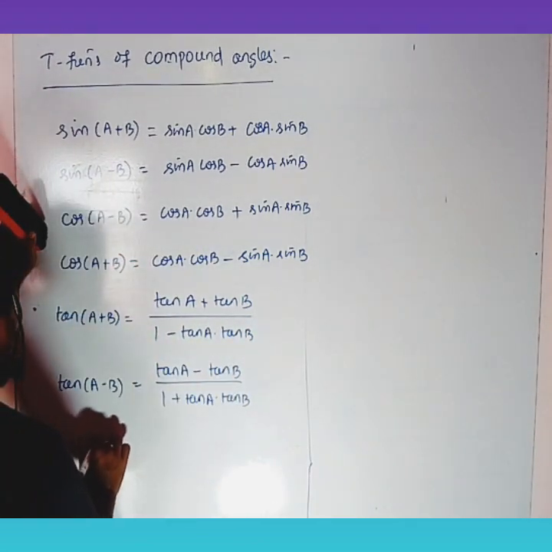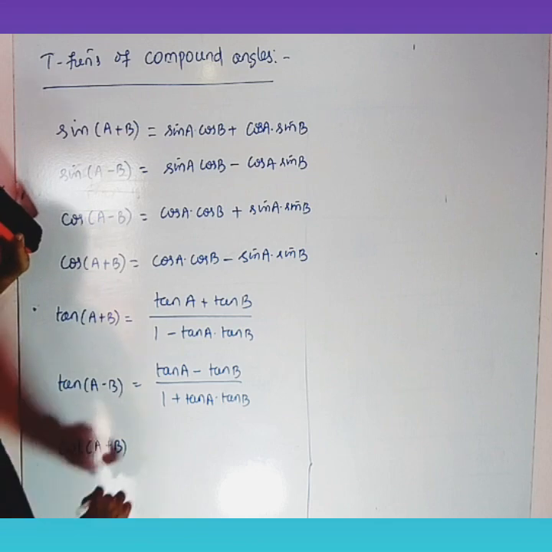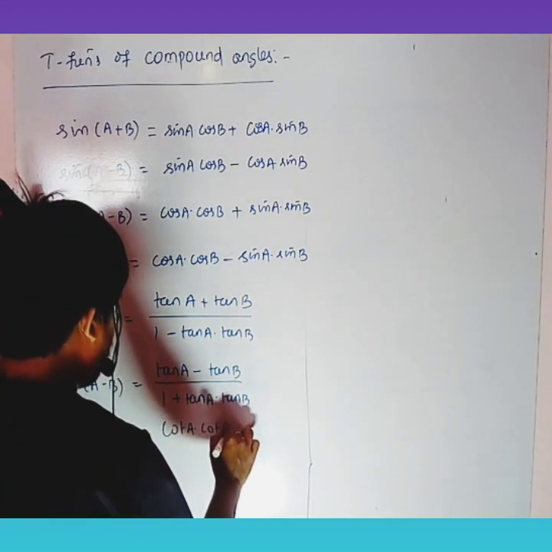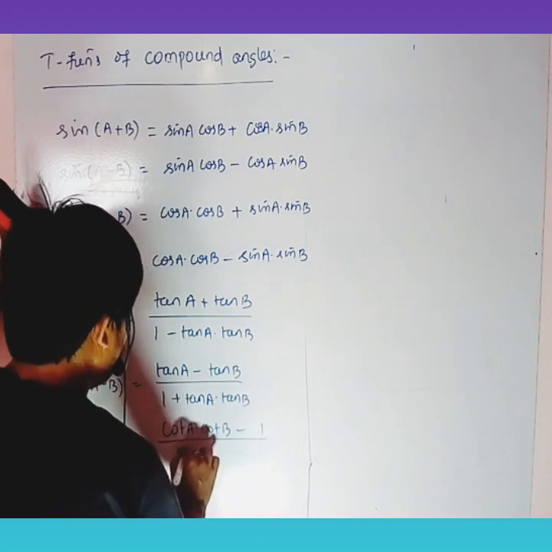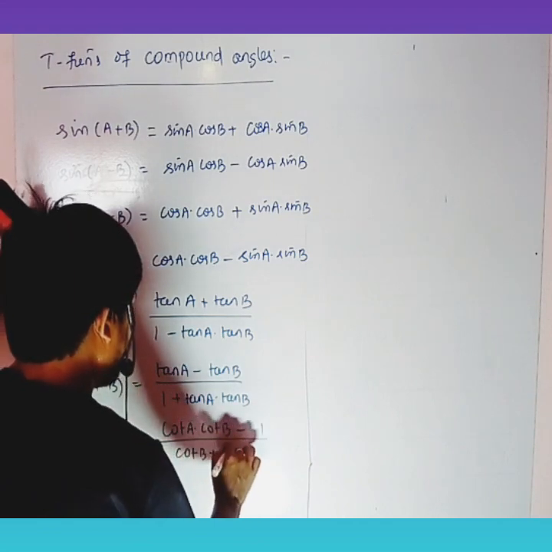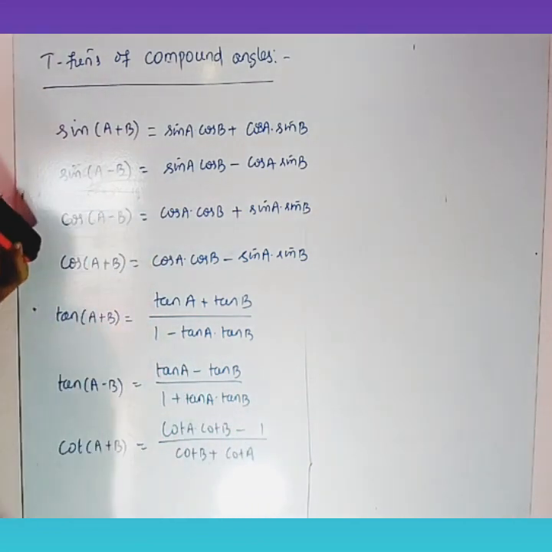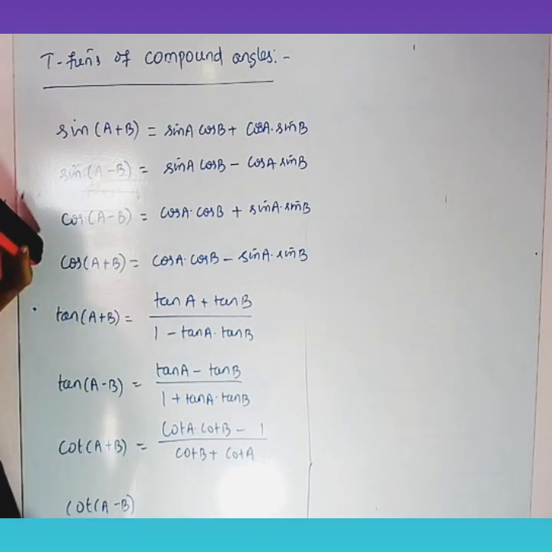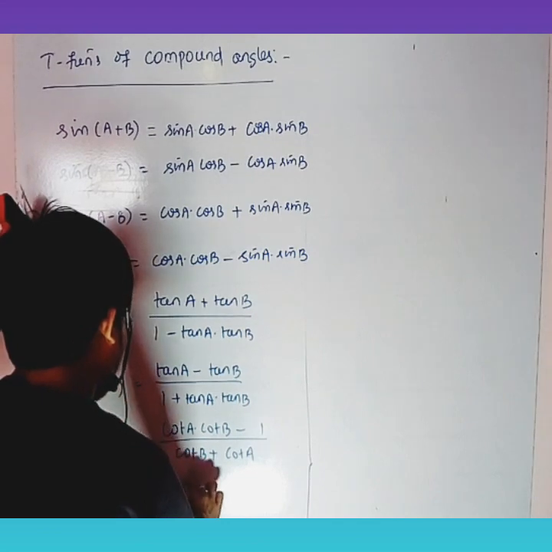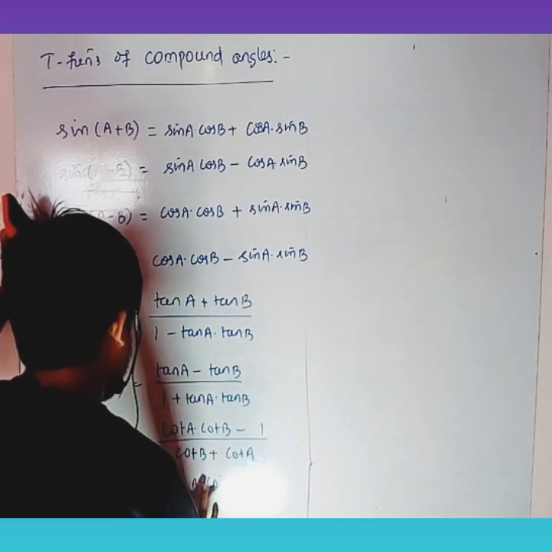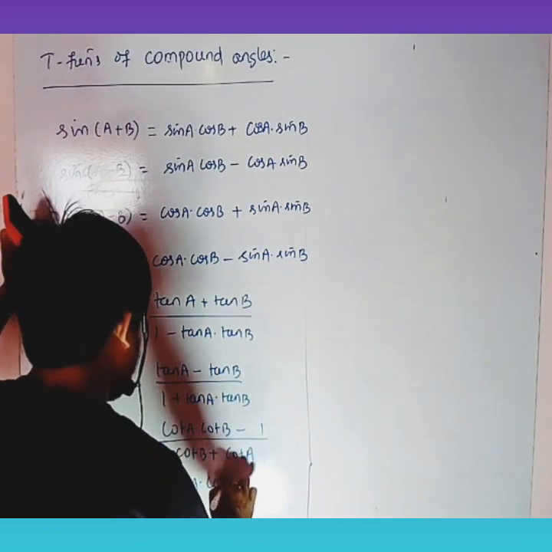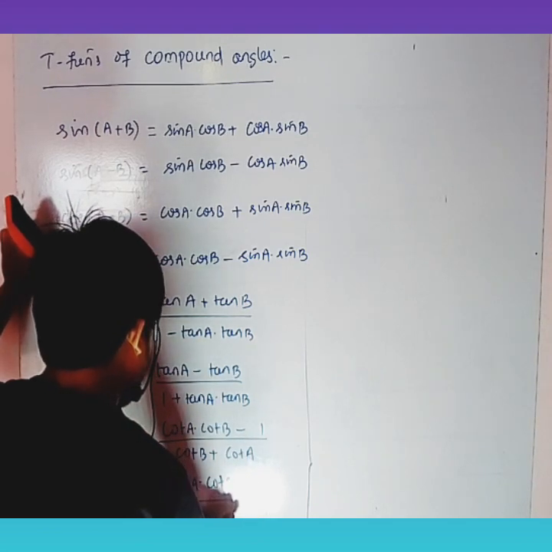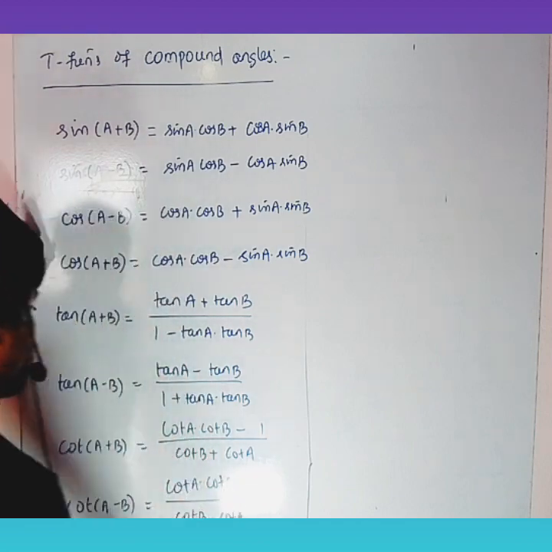Similarly, cot a plus b equal to cot a into cot b minus 1 divided by cot b plus cot a. Similarly, cot a minus b equal to cot a into cot b plus 1 by cot b minus cot a.